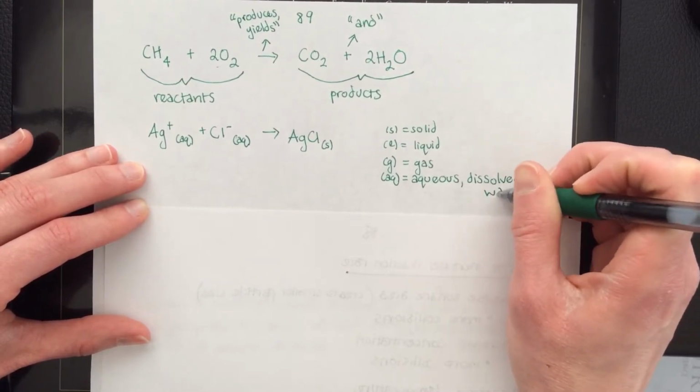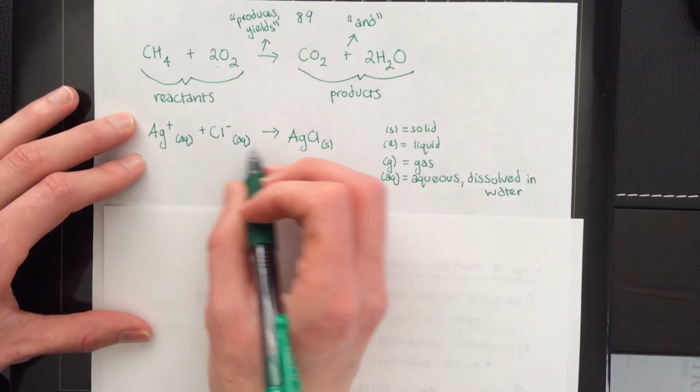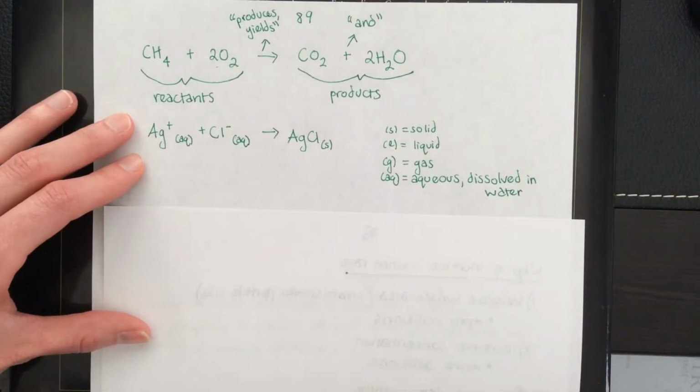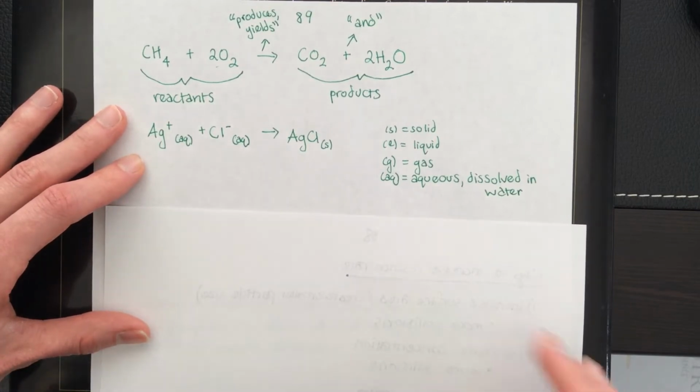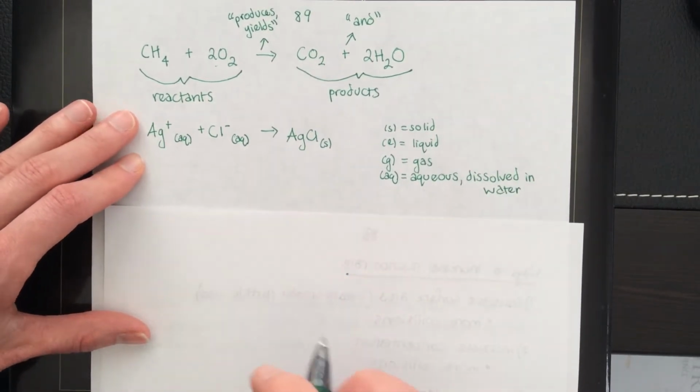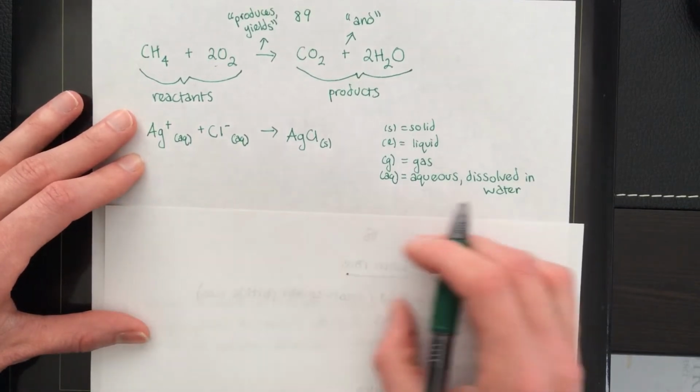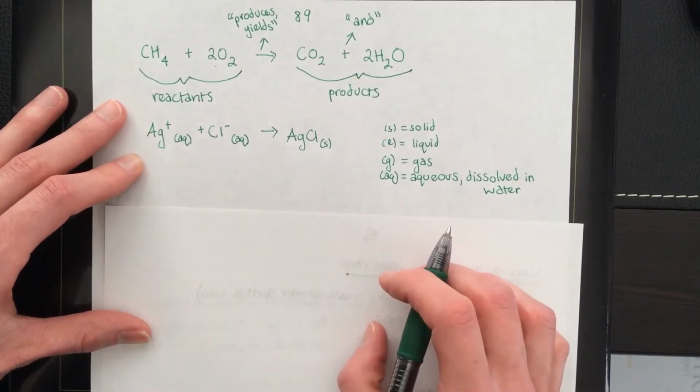So what's going on here is that we have silver ion and chloride ion. They're dissolved in water, and then they combine to form solid silver chloride. All right, so our goal with this section is to be able to translate words into chemical symbols in reactions.